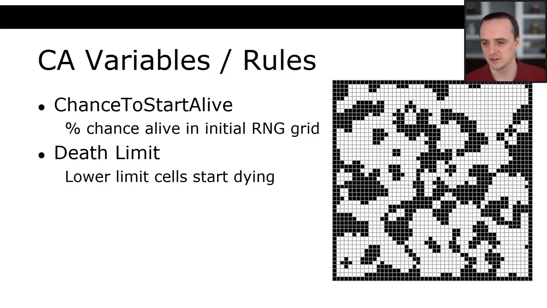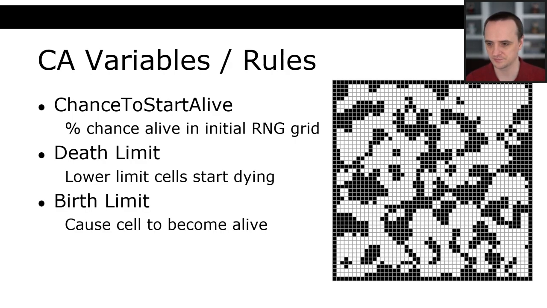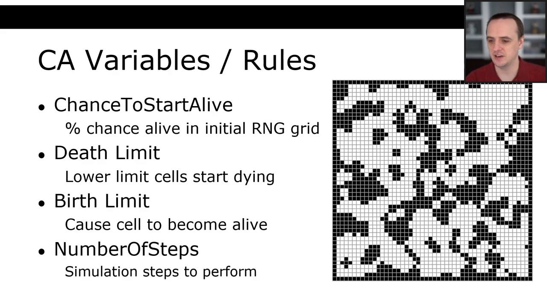The death limit is the lower limit when cells start dying. So like in Conway's Game of Life, you're going to count the neighbors, and see how many neighbors are alive, and cells will start dying based on that. Birth limit is where the cells start to become alive. So if you have a dead cell, you're going to count the number of alive cells, and it will become alive based on that. And the number of steps is essentially the number of simulation steps that you perform in order to generate your final data.